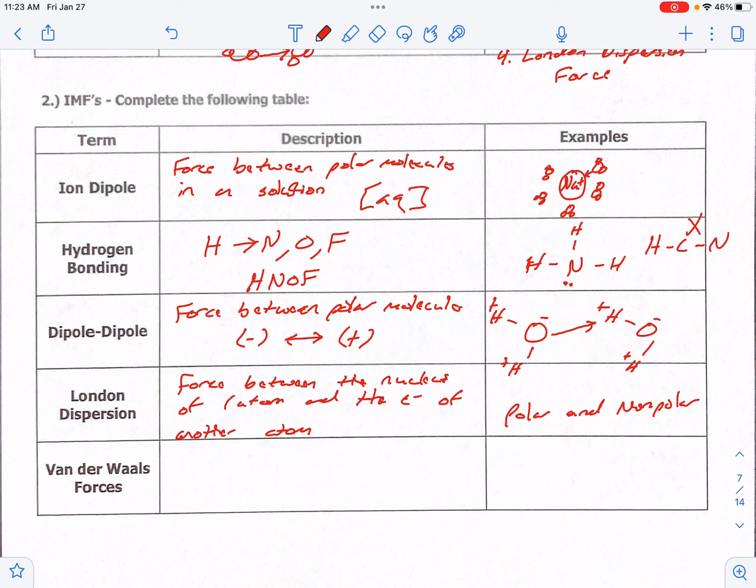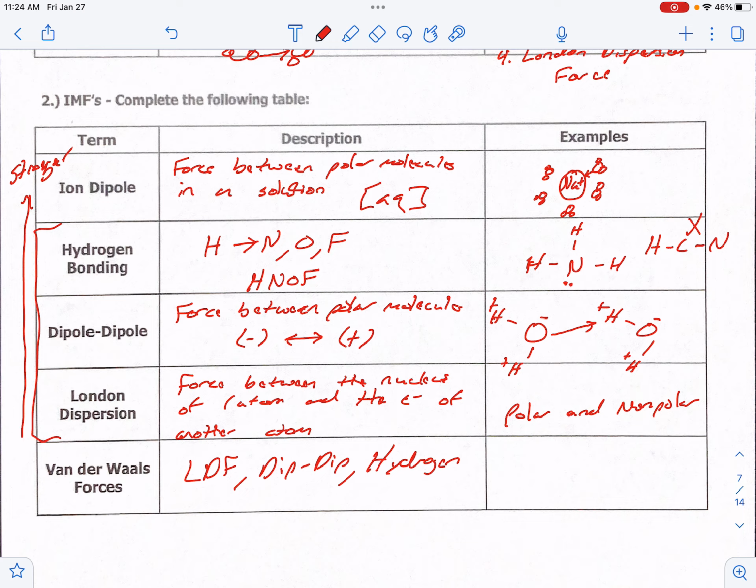Van der Waals forces are basically everything besides ion dipole. They are just the general weak IMFs. Ion dipole would be the strongest, so as you go up, it gets stronger. Ion dipole is the strongest, then it gets a little weaker with hydrogen bond, dipole gets a little weaker, and the weakest of them is the London dispersion force. The ones that make up your van der Waals are London dispersion force, dipole, and hydrogen bond. Ion dipole is kind of in its own category, so if you were talking about van der Waals, it would strictly be these three.